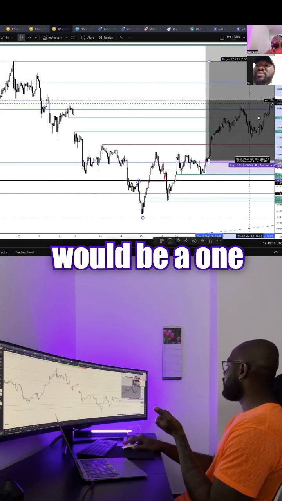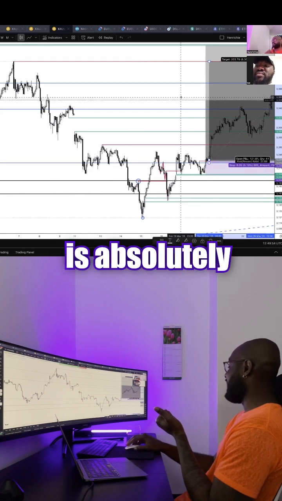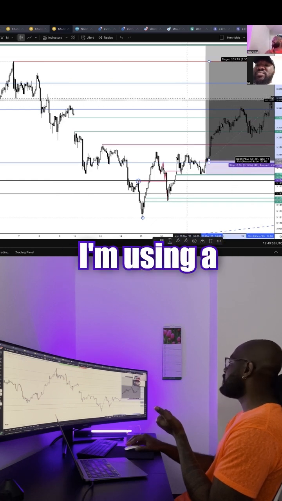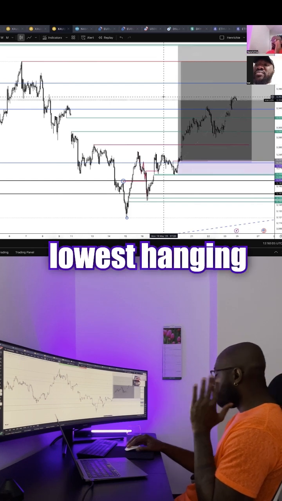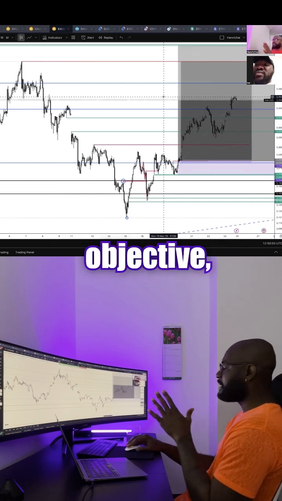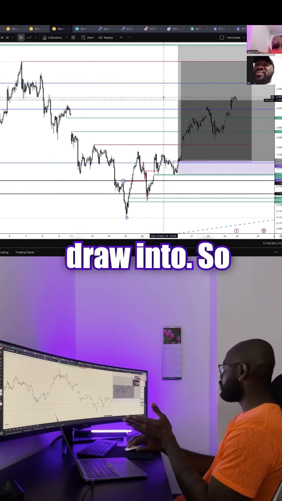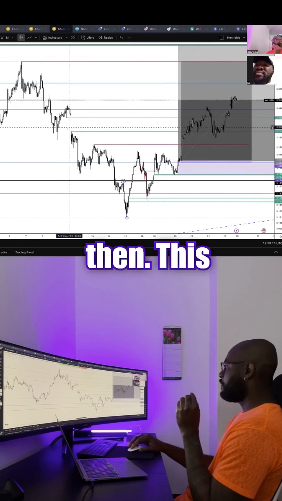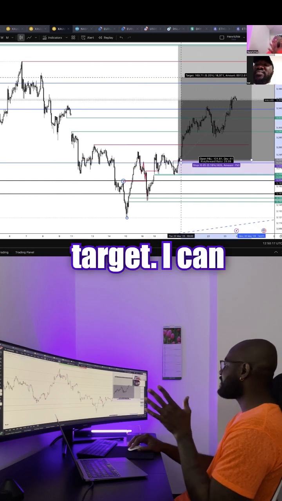And right here, that would be a 1:33 risk to reward ratio, which is absolutely incredible. But for me personally, if I'm using a 3 minutes time frame, I'm looking at the lowest hanging fruit objective, which is the easiest target that price can draw into. So we'll use the range gap then. This right here. Yes, exactly. That is the easiest target.